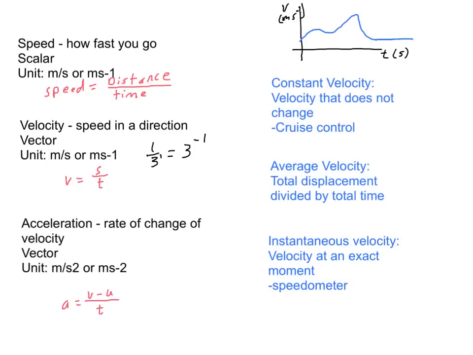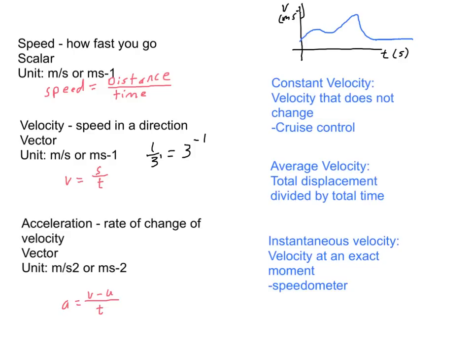Equation for it, velocity equals S over T. S stands for displacement. Okay, S in an equation stands for displacement, T stands for time. We're going to come back to that equation. Now, there are 3 other types of velocity you need to be aware of: constant velocity, average velocity, and instantaneous velocity. Constant velocity is a velocity that does not change.